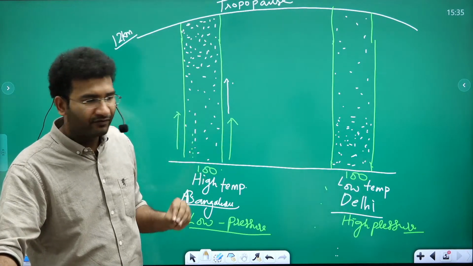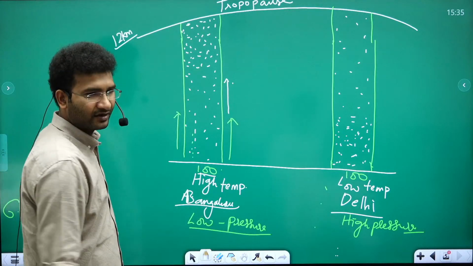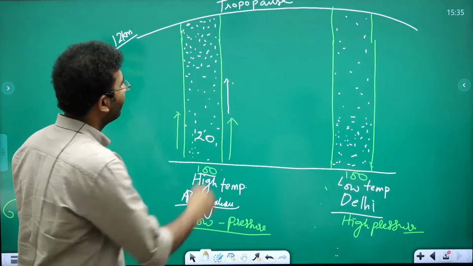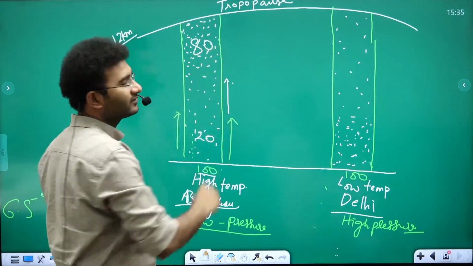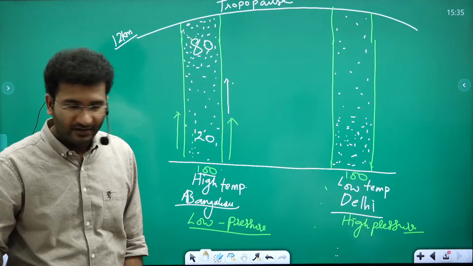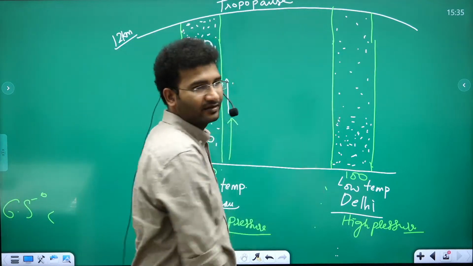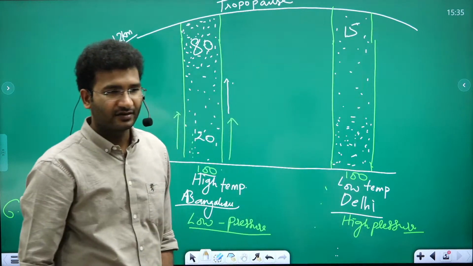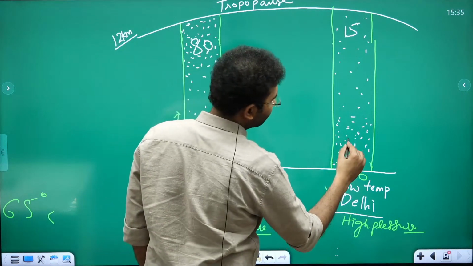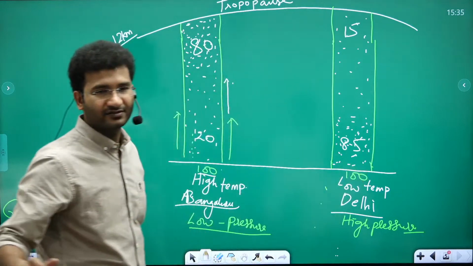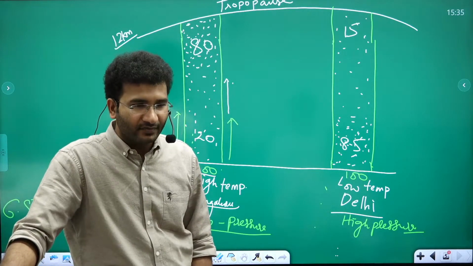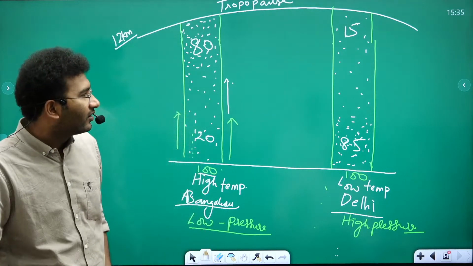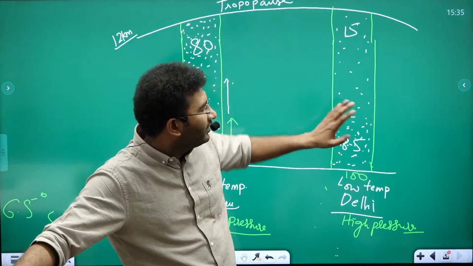In simple terms, imagine you have 100 units of air, right? In this, maybe 20 units of air are present here, and the rest, 80 units of air, is present in this region, right? But in this case, maybe 15 units are present in this region, and the rest, that is 85 units, are present in this region. It can be like this, right? So by this logic, you tell me, how will the movement of air be?